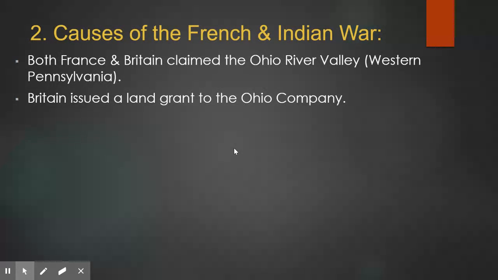Britain takes it a step further. They say, "Now we don't care what France says. This is our land," and they issue a land grant to the Ohio Company. And what that means is Britain gave all of this land in the Ohio River Valley to the Ohio Company, and the Ohio Company was tasked with dividing the land up, selling that land, and allowing British colonists to move there. So it's one thing to say this is ours. Now what Britain is doing is actually following through with it, claiming the land, dividing the land up, selling it, allowing British colonists to move in. France isn't going to like that, right? They still believe that's their land.